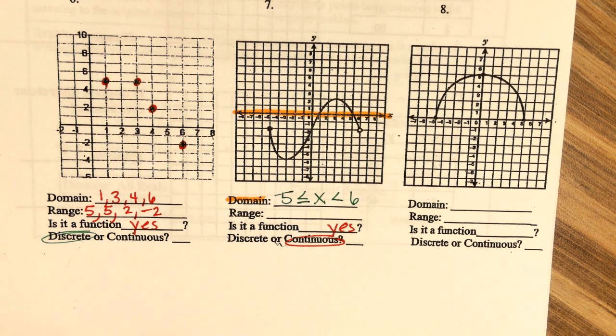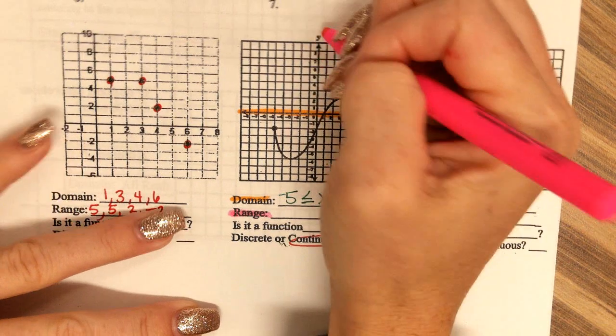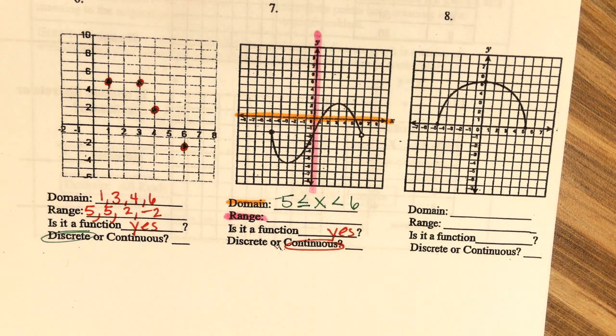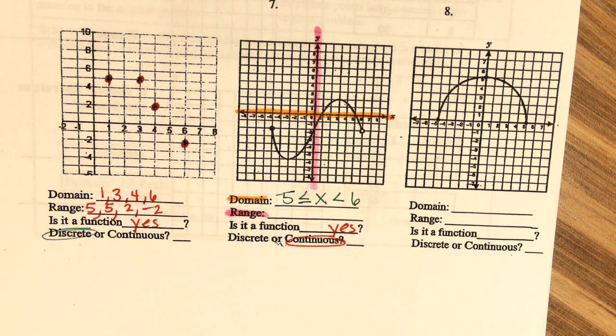Okay, for the range, you're not looking from dot to dot. You're looking at the lowest point on the y-axis to the highest point on the y-axis. So don't look at the dots. Okay? So I'm going to give you all about 30 seconds to see if you can figure it out.